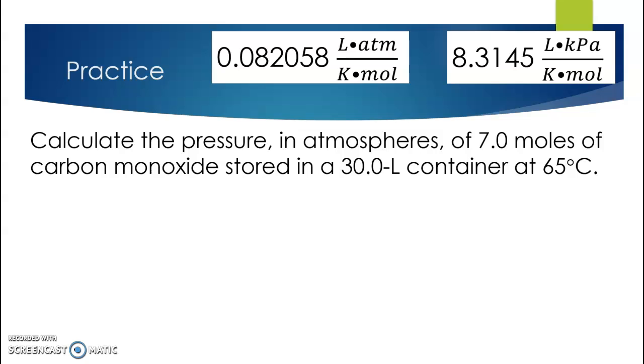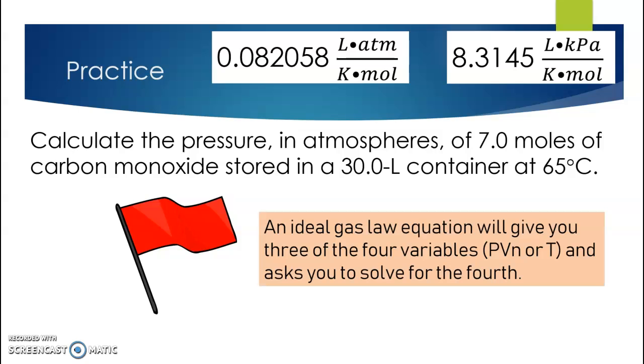And you might be wondering, how do you know that? Well, there's a red flag that tells me I need to use the ideal gas law. So what is that red flag? A problem that requires that you apply PV=nRT, the ideal gas law, is going to give you 3 of the 4 variables. So it's going to give you P, V, n, or T, 3 of them, and ask you to solve for the missing one. So if you look at that problem, look for that red flag.